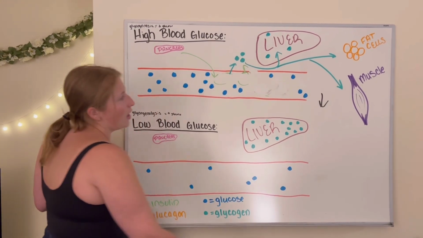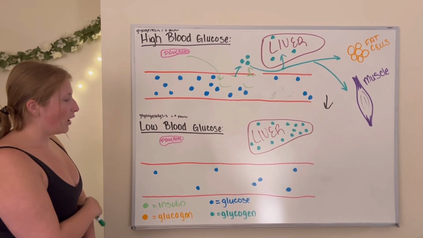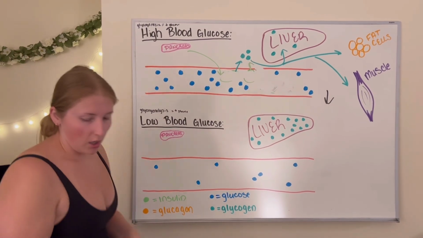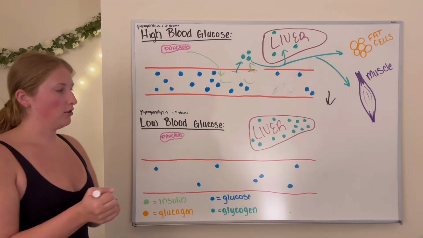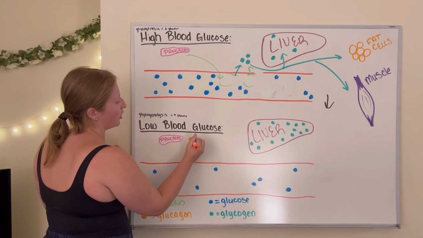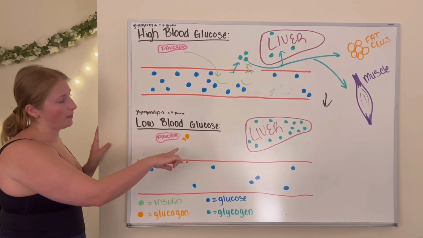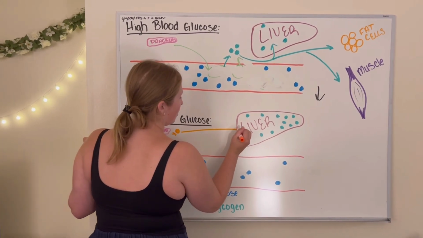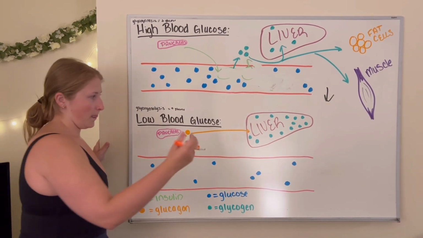Moving on to low blood glucose, I have once again simulated that we have far fewer glucose molecules than what might be considered our regular blood glucose. So when this occurs, our body is going to recognize, hey, we do not have enough glucose in our blood. So then our pancreas is going to secrete glucagon, which I am representing as this orange color. So then the glucagon is going to travel to the liver, where we have all of that glycogen stored.